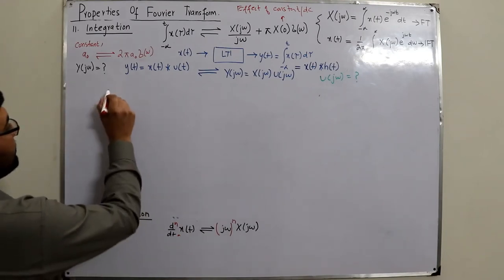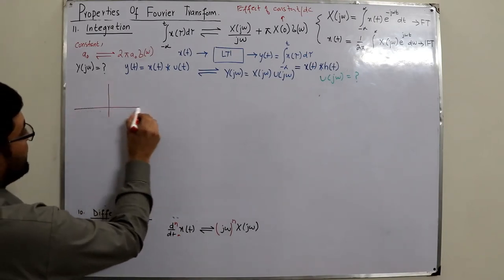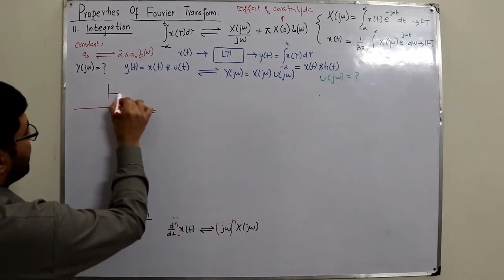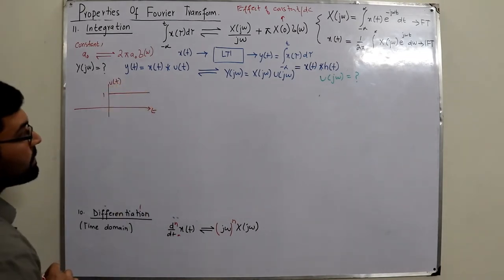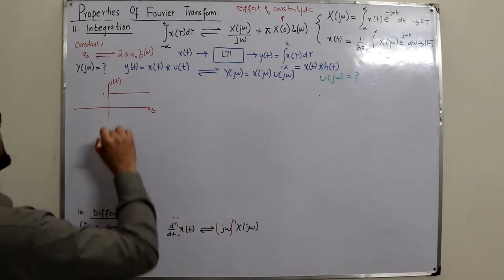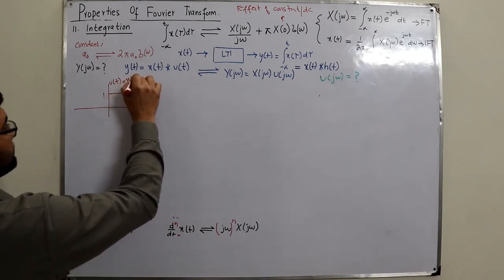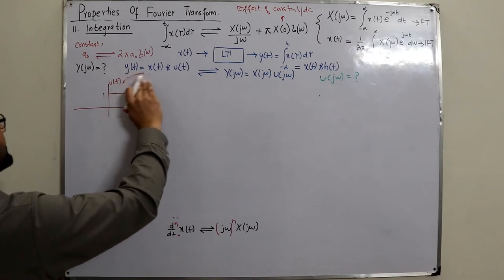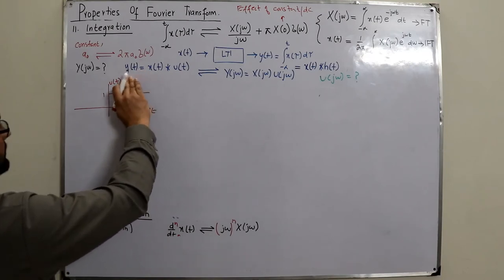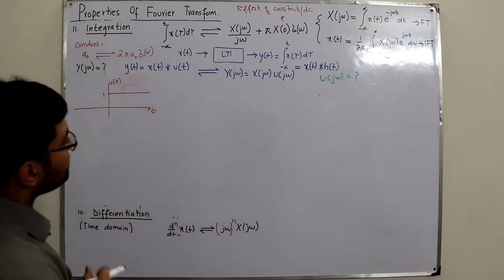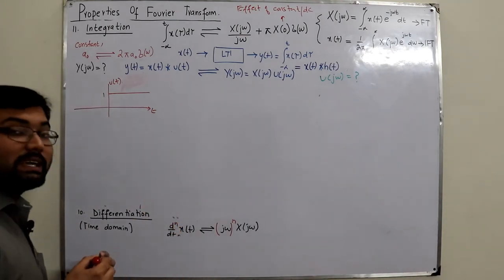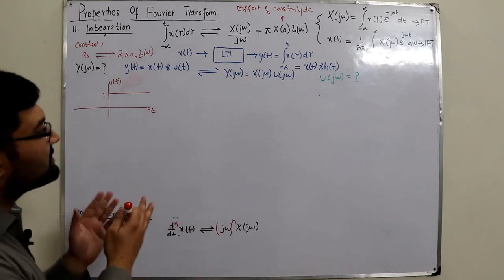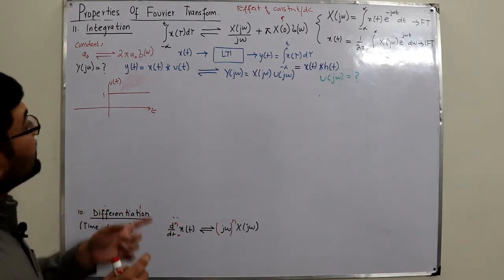So U of j omega is for a unit step signal, and how is a unit step signal? It's something like this. Fine. Let it be u of t. If I take the derivative of it, we'll be seeing it in the examples video as well. Maybe we've seen it, but I don't think we have seen the examples.